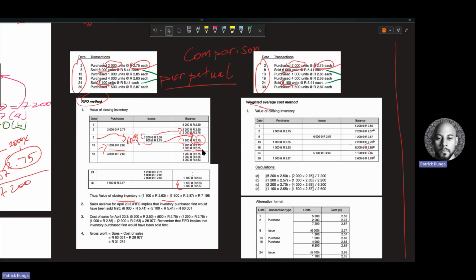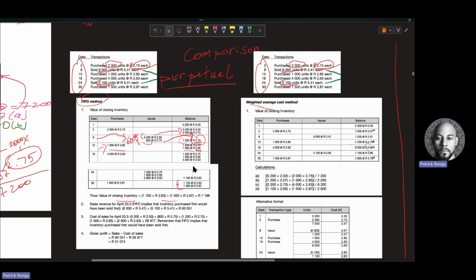And we will have another purchase that was done on the 18th of 4,000 units. That's a big one, right? So how are we going to do this? We're going to start with what we had first, which was the 1,200 units. We're going to then add the 1,000 units. But that only accounts for 2,200 units.